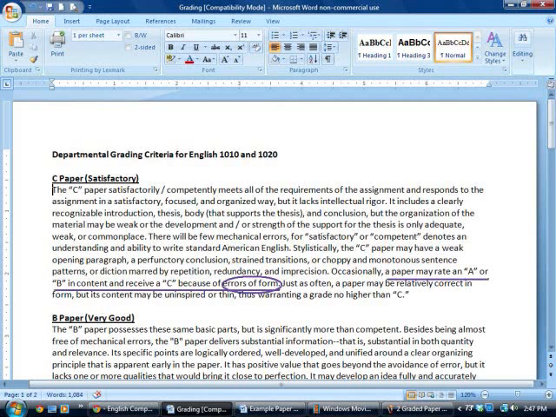Occasionally, a paper may rate an A or B in content, but receive a C because of errors of form. Just as often, a paper may be relatively correct in form, but its content may be uninspired or thin, thus warranting a grade of no higher than a C.